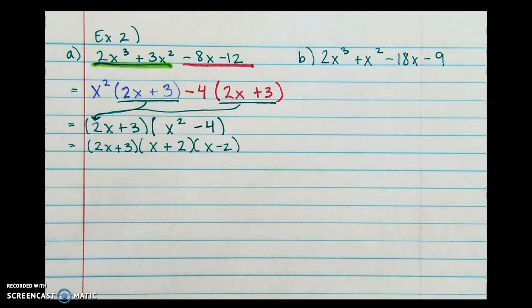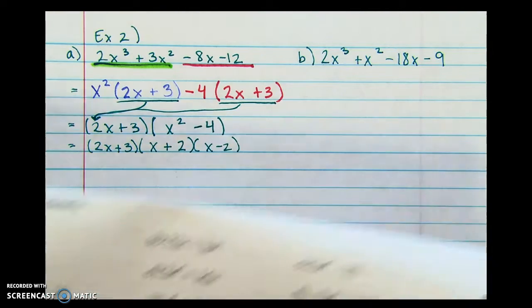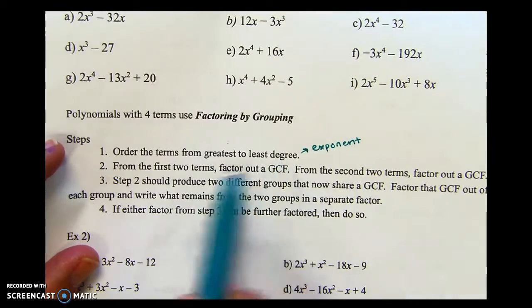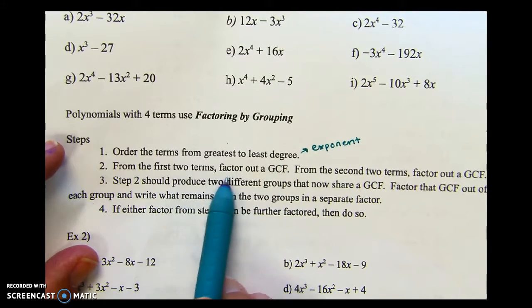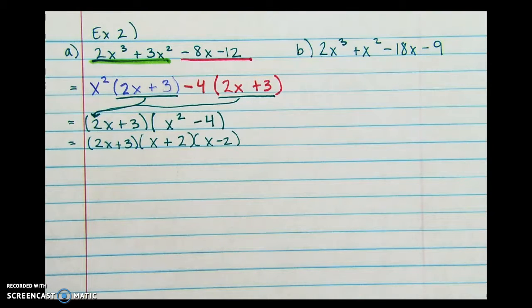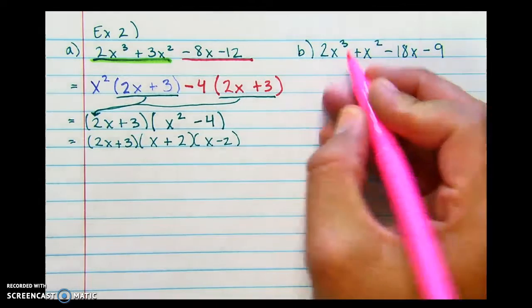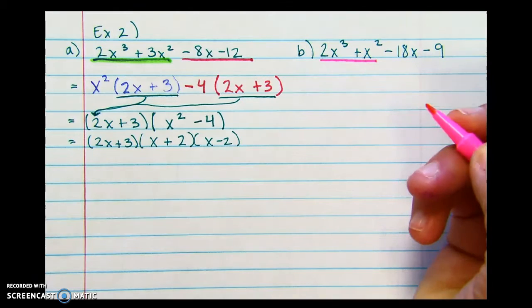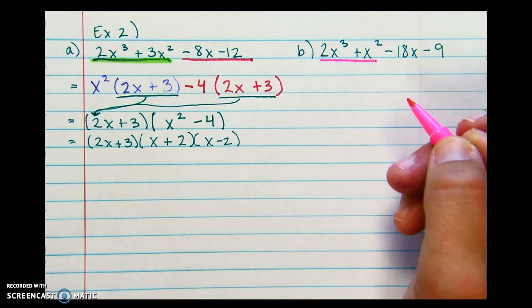Okay, go and read your steps. The steps say, order the terms from least to greatest, check. From the first 2 terms, factor out a greatest common factor. My blue is running out. I'm out of colors. Let's go with a light pink, I guess. Okay, so light pink, in the first 2 terms, what's the greatest common factor?